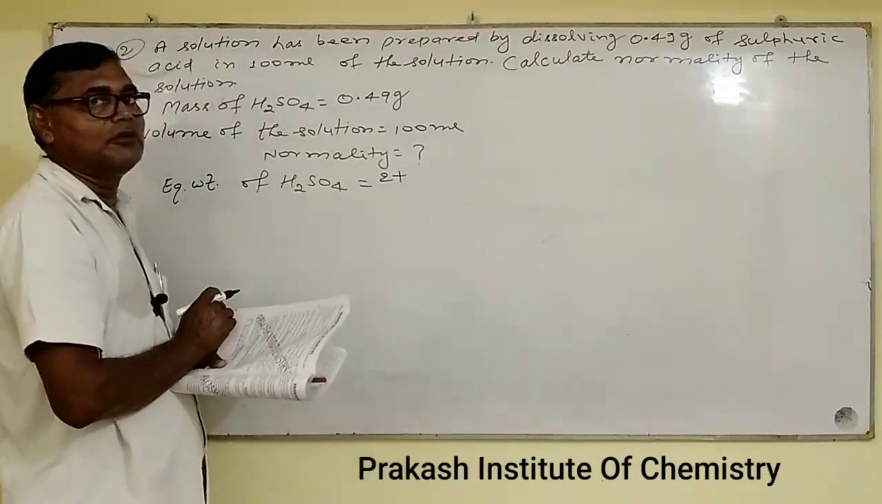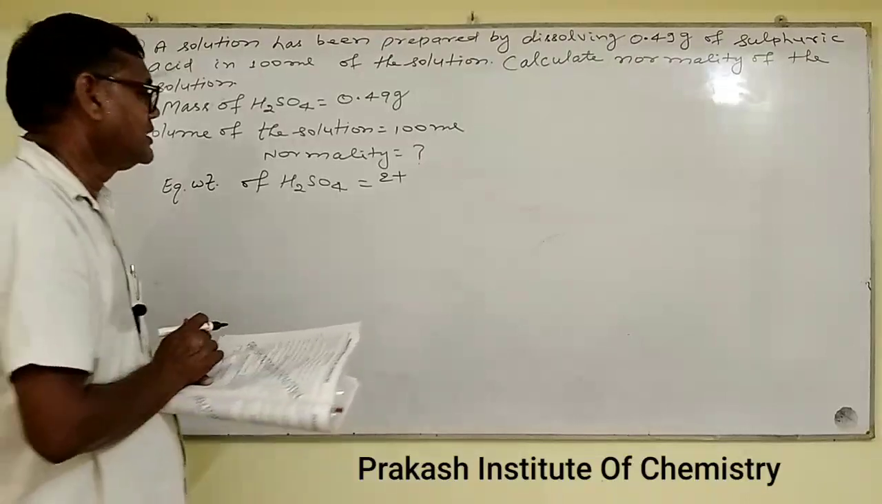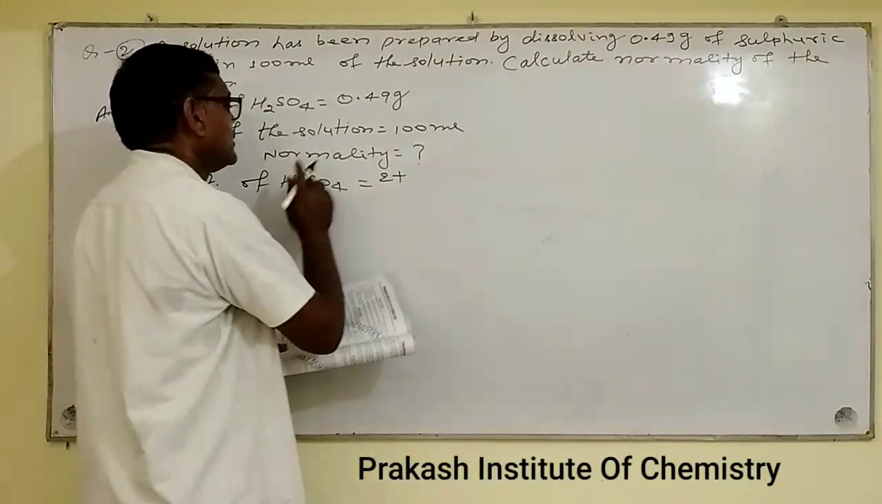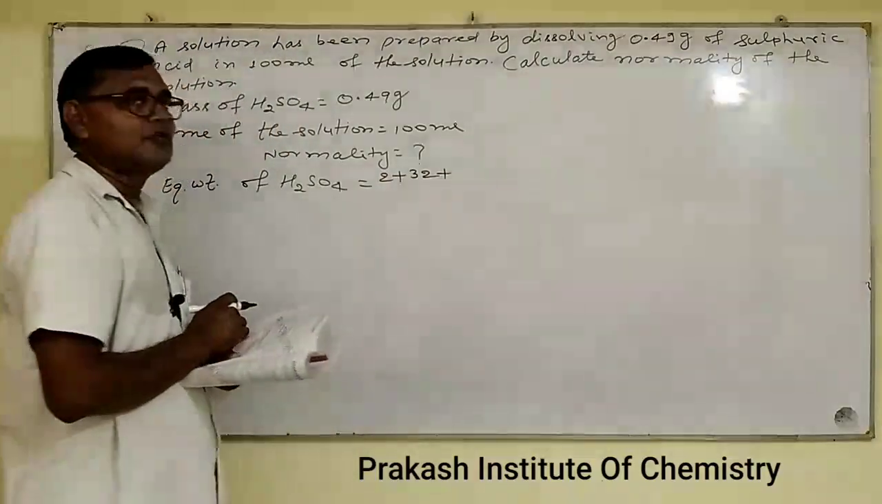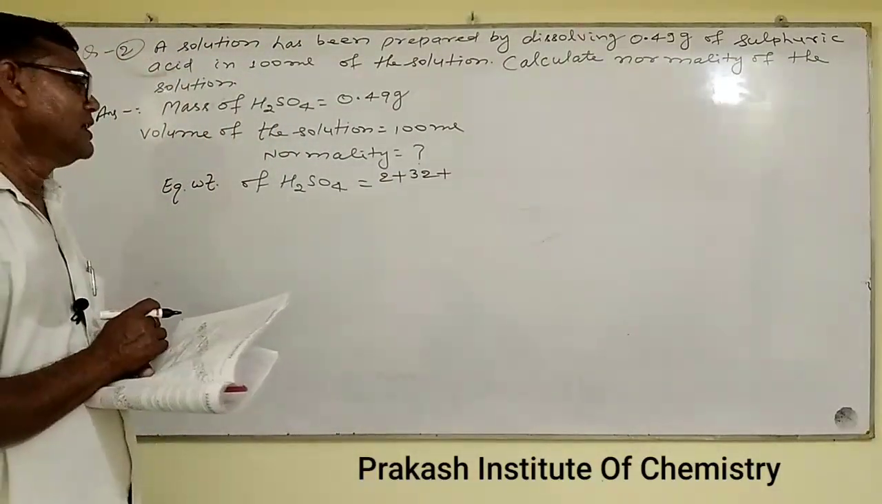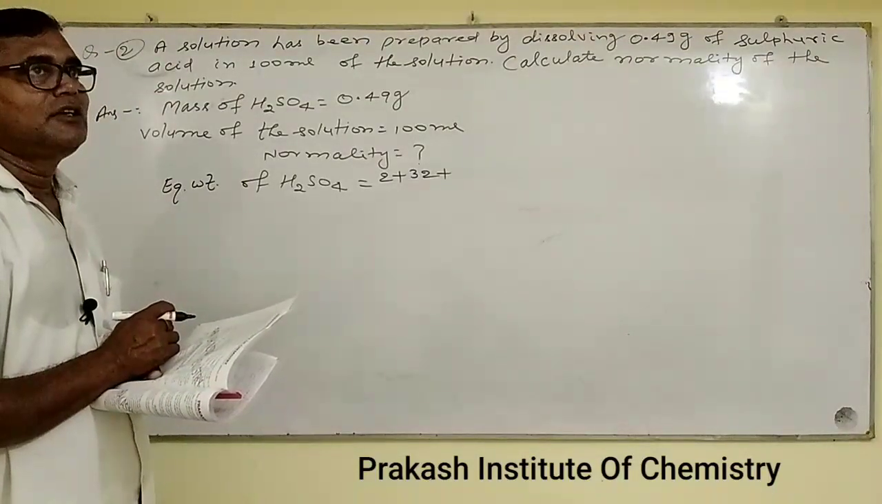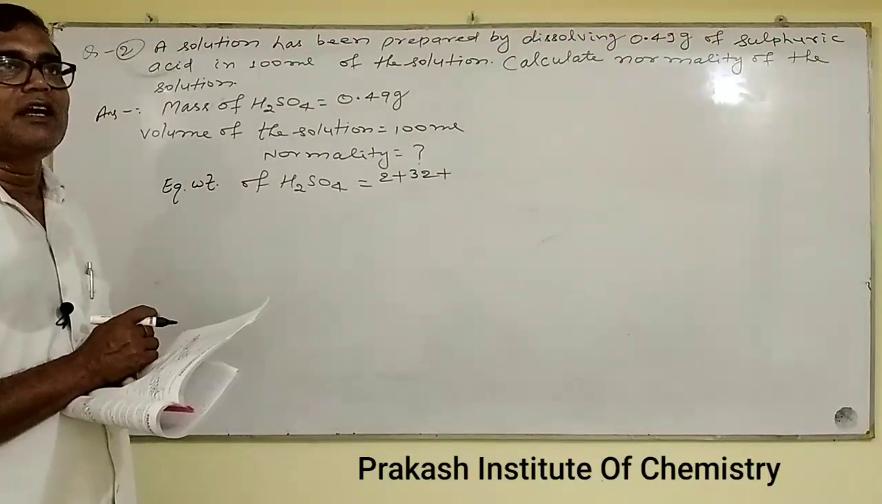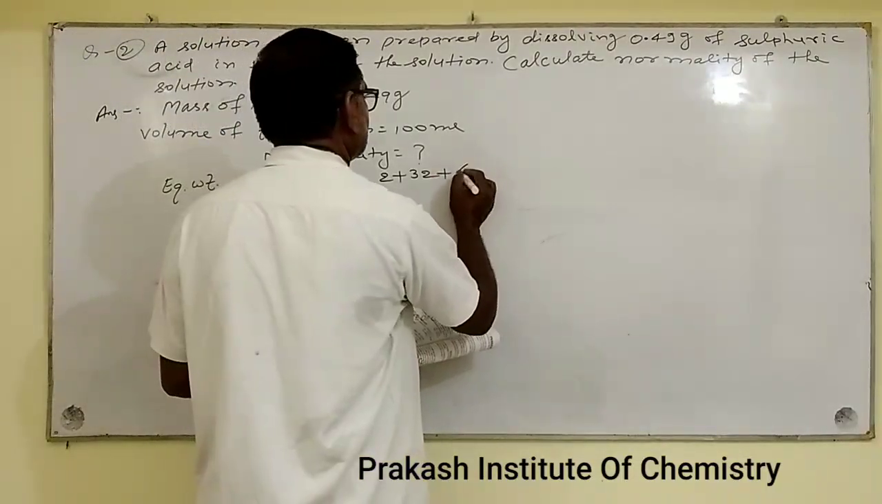In H2SO4, 1 sulfur atom. Atomic weight of sulfur is 32. We multiply 32 and 1, we get 32. In H2SO4, 4 oxygen atoms. Atomic weight of oxygen is 16. We multiply 16 and 4, we get 64.